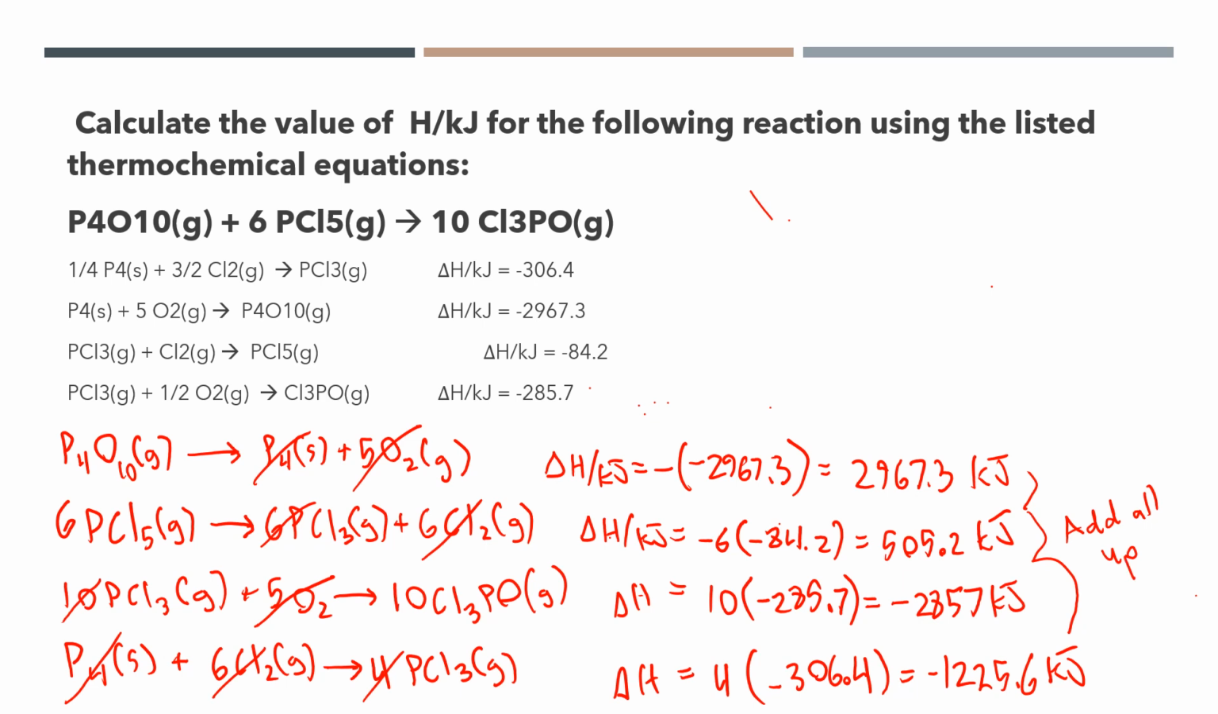So if we add all of these up, that gets us an overall value of negative 610.1 kilojoules. So pretty good.